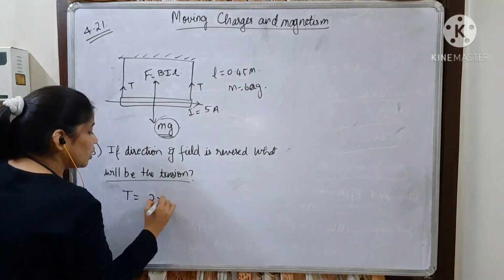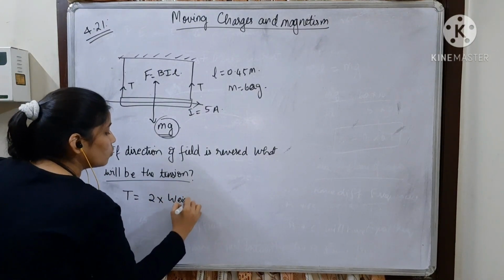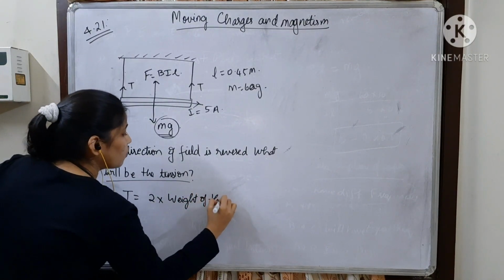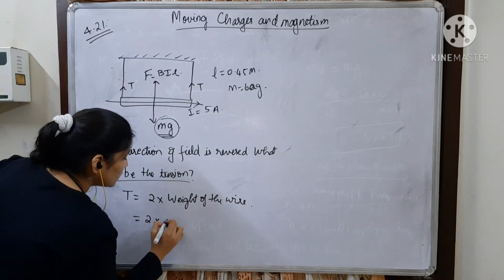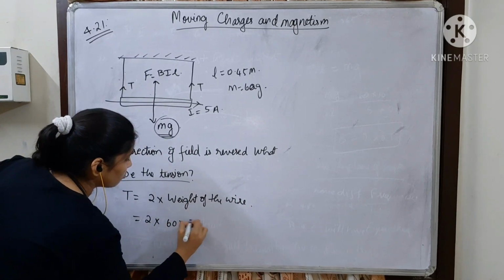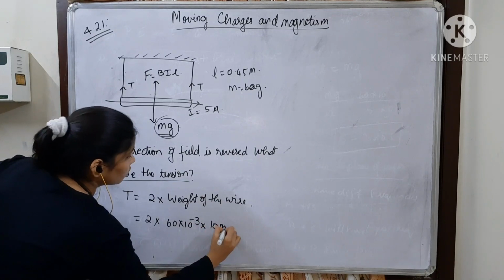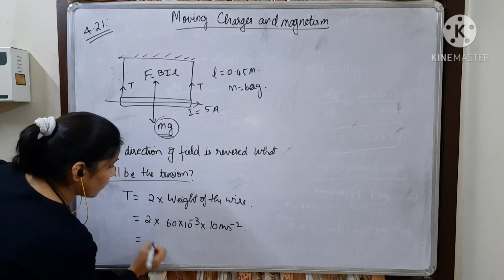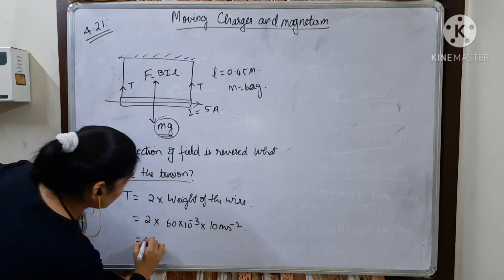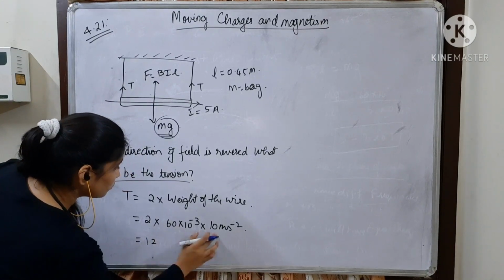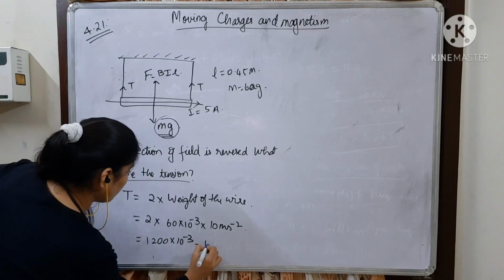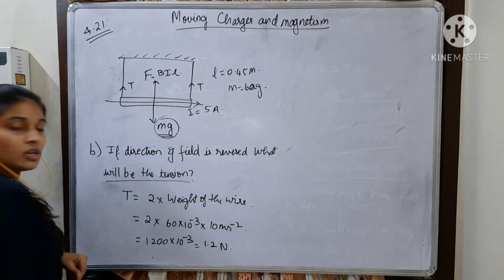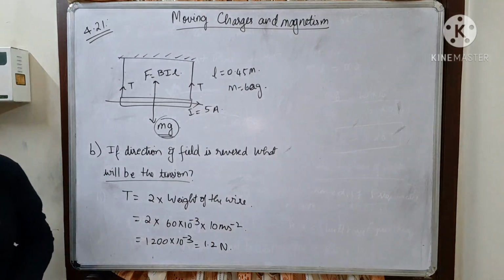So tension will be 2 times the weight of the wire, which is equal to 2 into 60 grams, that is 60 into 10 power minus 3 into gravity, that is 10 meter per second square. So the answer is 1200 into 10 power minus 3, which is equal to 1.2 Newton. So that will be your answer. That's it.